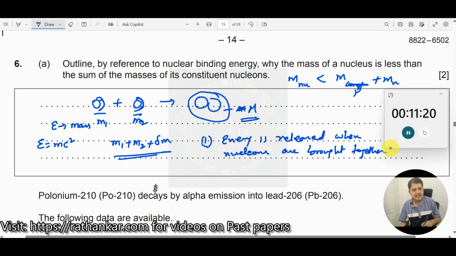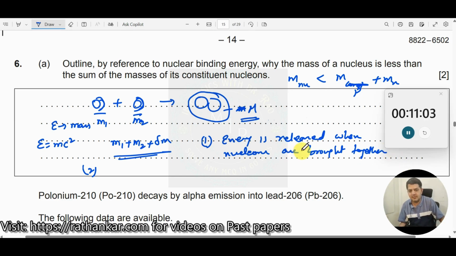And secondly, a nucleus is being formed, so you can say energy is required to bind the nucleus. That's what we already mentioned. Therefore, the mass of the separate nucleons will be much larger than the mass of the nucleus. This is what you need to mention here.